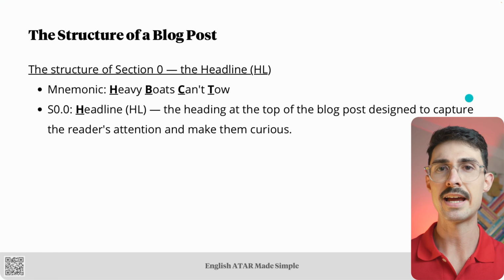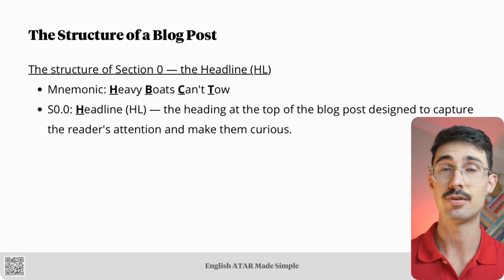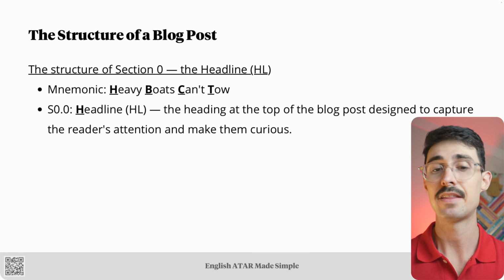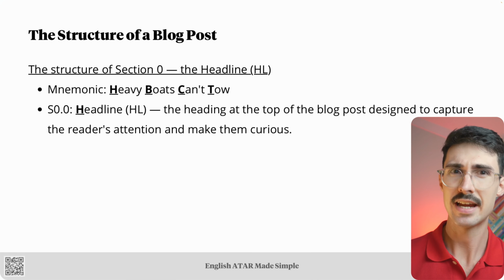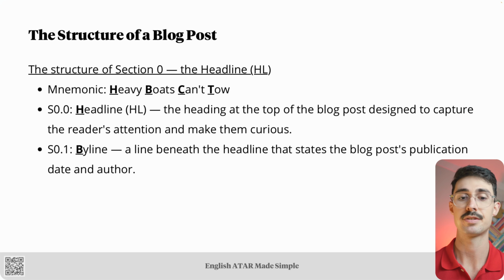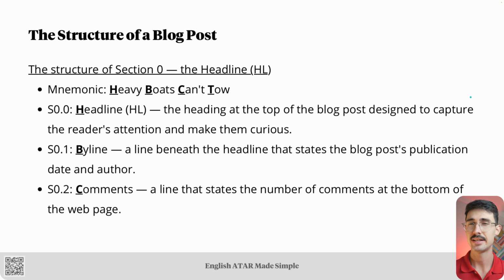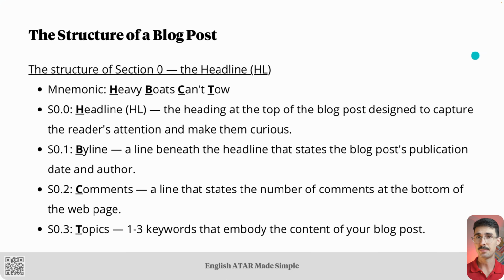The H in that acronym stands for the headline, and this is the heading at the top of the blog post, which is designed to capture the reader's attention and make them curious. The B stands for the byline, and this is a line beneath the headline that states the blog post's publication date and the author. The C stands for comments. This is a line that states the number of comments that are at the bottom of the web page. Finally, the T stands for topics, and this is 1 to 3 keywords that embody the content of your blog post. That is section 0.